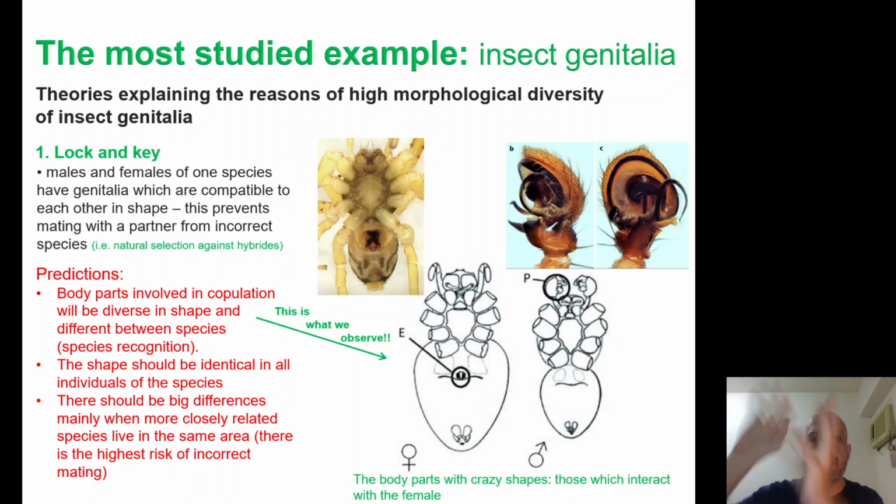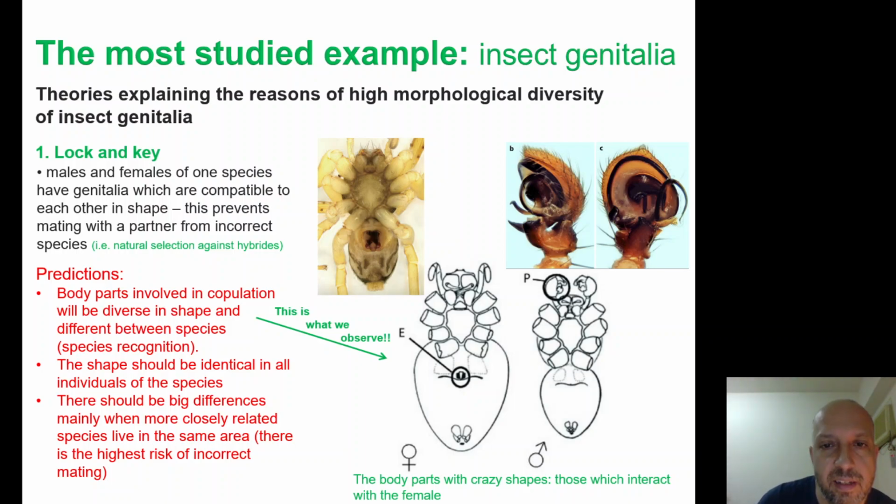The male has some kind of crazy shapes in the spider, in the pedipalp here, and the female has crazy shapes here in her genitalia. So somehow they should match together, and it should prevent mating with the incorrect species. So the first part would actually be correct, right? The parts involved in copulation are diverse in shape and they differ between species. Cool, that's fine.